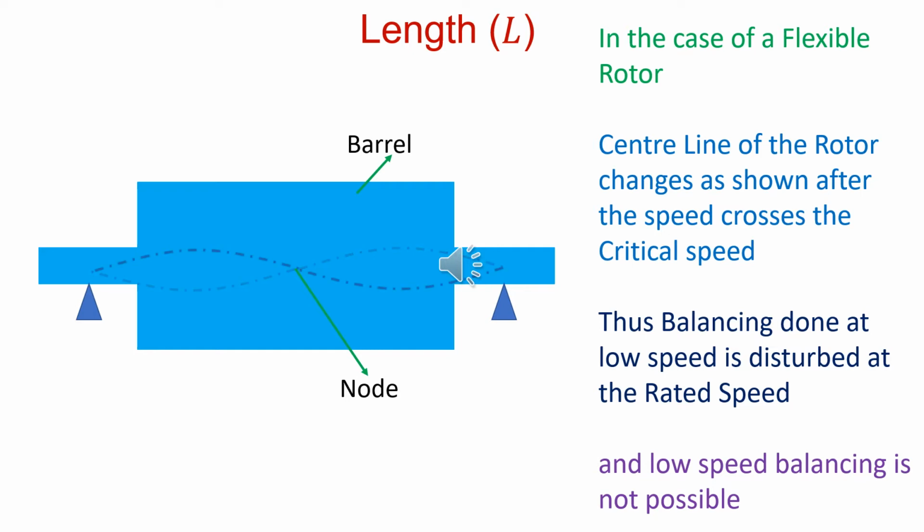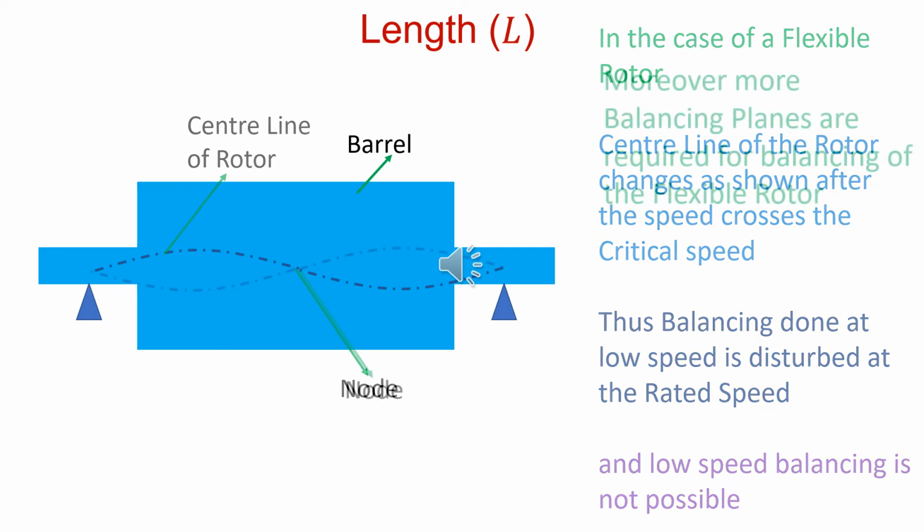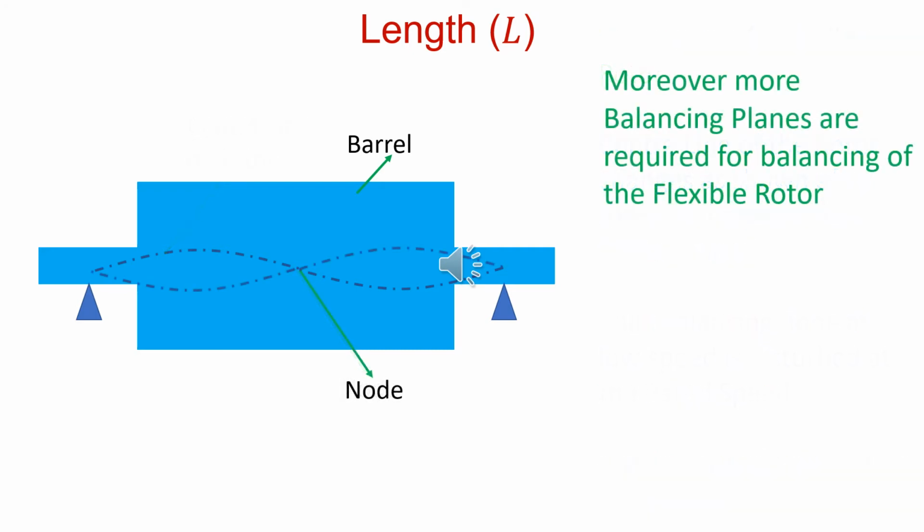One side of the rotor moves up while the other side moves down. Rotor is required to be balanced at running speed. Slow speed balancing is not possible. In case rotor is balanced at slow speed, balancing is disturbed at higher speed. Moreover, more balancing pins are required for balancing the rotor.